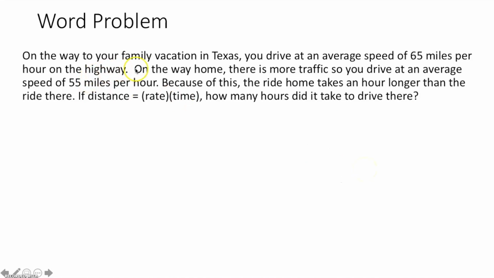So it says, on the way to your family vacation in Texas, you drive at an average speed of 65 miles per hour on the highway. On the way home, there is more traffic, so you drive at an average speed of 55 miles per hour. Because of this, the ride home takes an hour longer than the ride there. If distance is equal to rate times time, how many hours did it take to drive there?